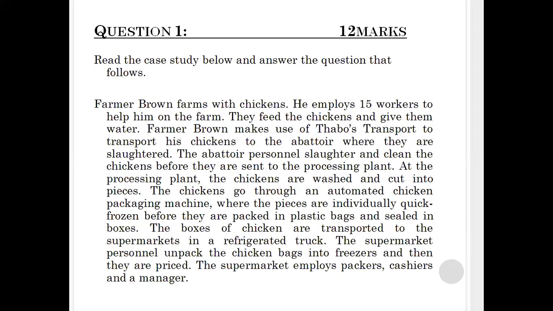Again, I will repeat the question 1 questions. 1.1, mention the 4 production factors. 1.2, mention an example of each of the 4 production factors. And 1.3, what is the remuneration of the production factors? You can just indicate to me in the box if you're done with that before we mark it.